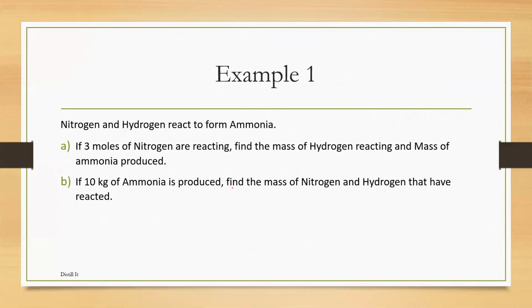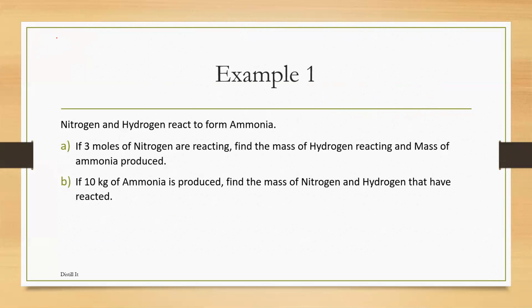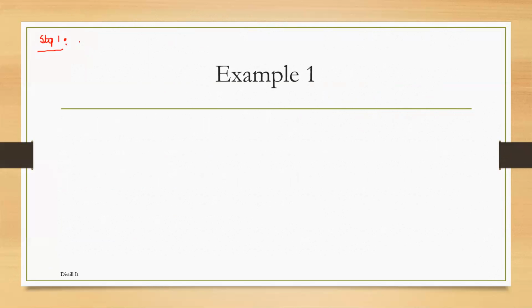So keep this in mind that whenever you are solving a stoichiometric problem, a problem based on stoichiometry, the first step is to write the balanced chemical reaction. So we have nitrogen and hydrogen react to form ammonia. Therefore, the balanced chemical reaction that we are going to write is nitrogen plus 3 hydrogen gives 2 ammonia. If you don't have a balanced reaction, then in the first step, you have to balance the chemical reaction. Only then you can proceed with stoichiometry.